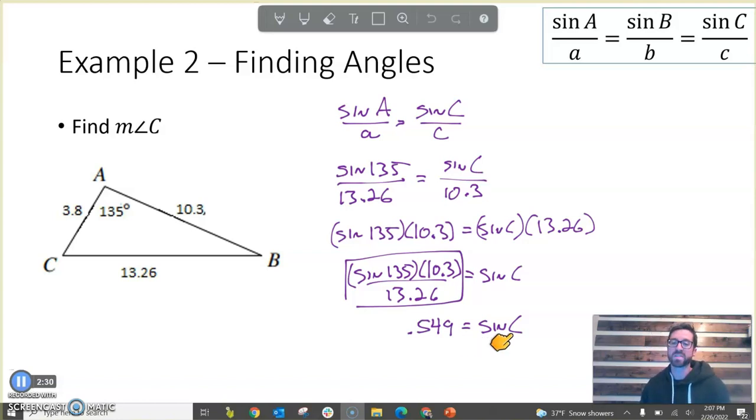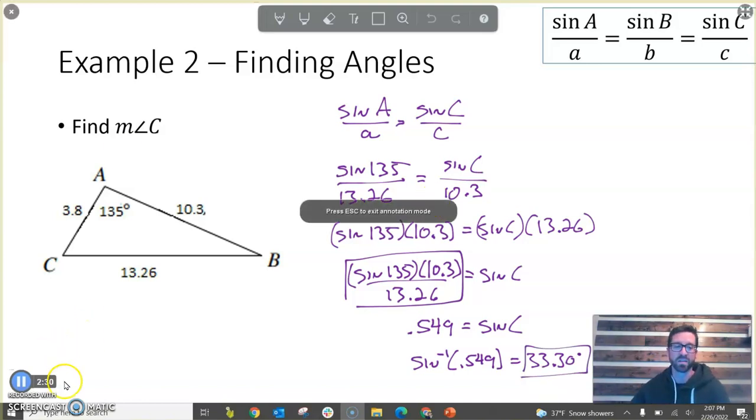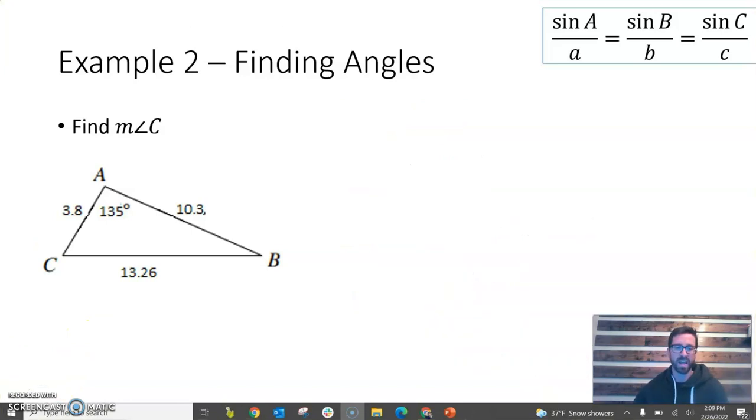Now, if we know that the sine of C equals 0.549, all we have to do is do sine inverse. If I do sine inverse of 0.549, and I'm going to get my answer in degrees, so make sure your calculator's in degree mode, but once I do those button pushes, I'm going to get roughly 33.30 degrees. So that's how you can use the law of sines to find an angle. The end.